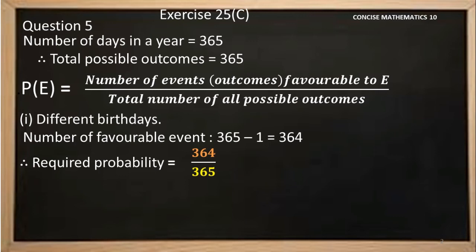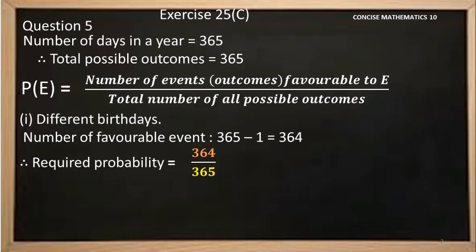Now we have 365 days in a year. Among 365 days, any one day will be a birthday of any one person. It might be A or it might be B. Any one person's birthday will be on any one day. So that one day is excluded. So the total number of days is equal to 364. Why do we need to exclude one?